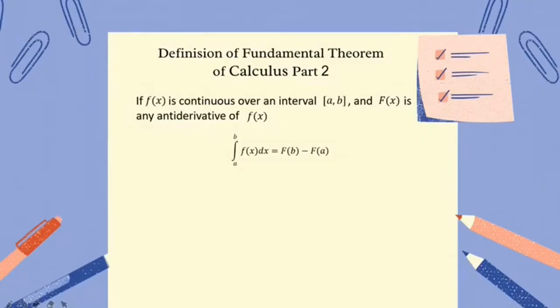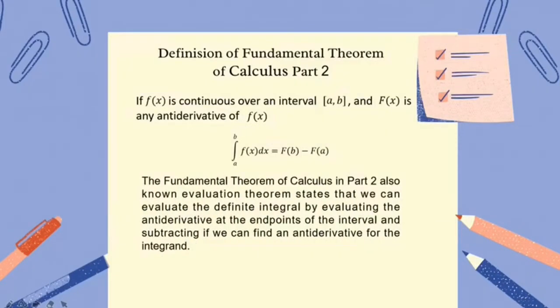minus capital F(a). What the fundamental theorem of calculus part 2 tells us, also known as the evaluation theorem, is that we can evaluate the definite integral by evaluating the antiderivative at the endpoints of the interval and subtracting, if we can find an antiderivative for the integrand.